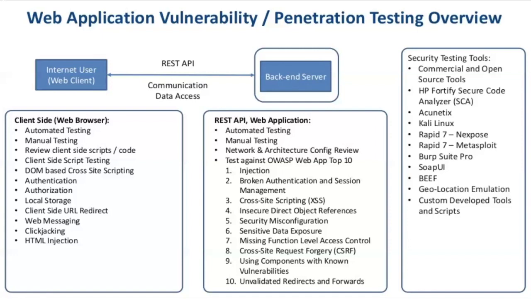You can use SPI Secure Code Analyzer (SCA), Acunetix, Kali Linux, Rapid7 Nexpose, Rapid7 Metasploit, and then Burp Suite Pro, SoapUI, which is a very common one, BeEF, and then geolocation emulation, custom developed tools and scripts. Many software testers and developers develop their own custom tools and scripts based upon open source code, so you can also use those.